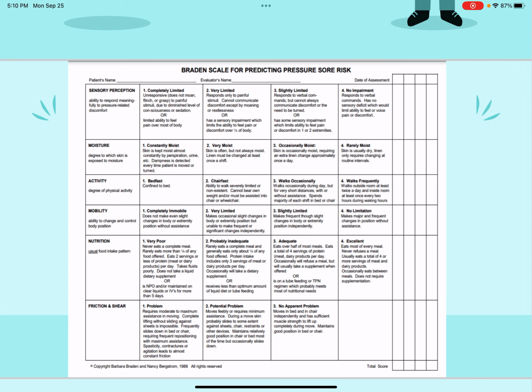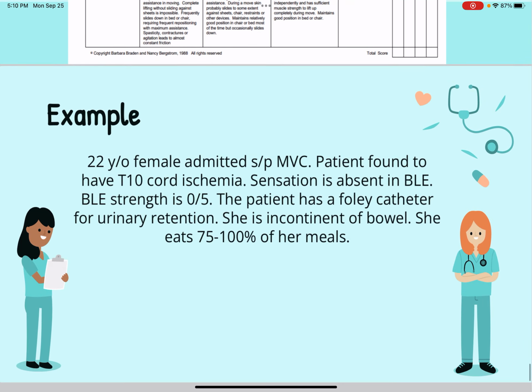on a Braden scale. Anything less than 14 is high risk for developing pressure injuries. So this patient described is at a high risk for developing pressure injuries, and appropriate interventions would need to be applied.